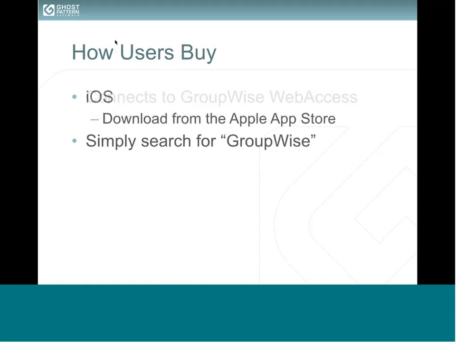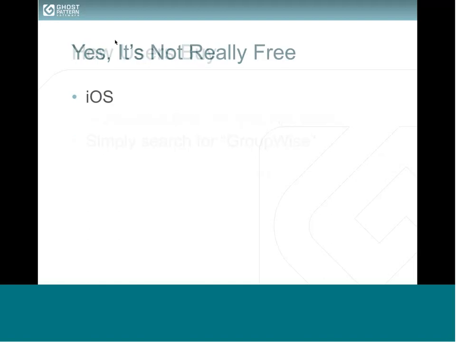So how do you buy this? Well, it's fairly easy. You just open up your device and open the App Store app that Apple provides to us and simply search for GroupWise. The top result will be GW Mailbox, and you tap on that and download it. But yes, it's not really free. So this app is a paid update.